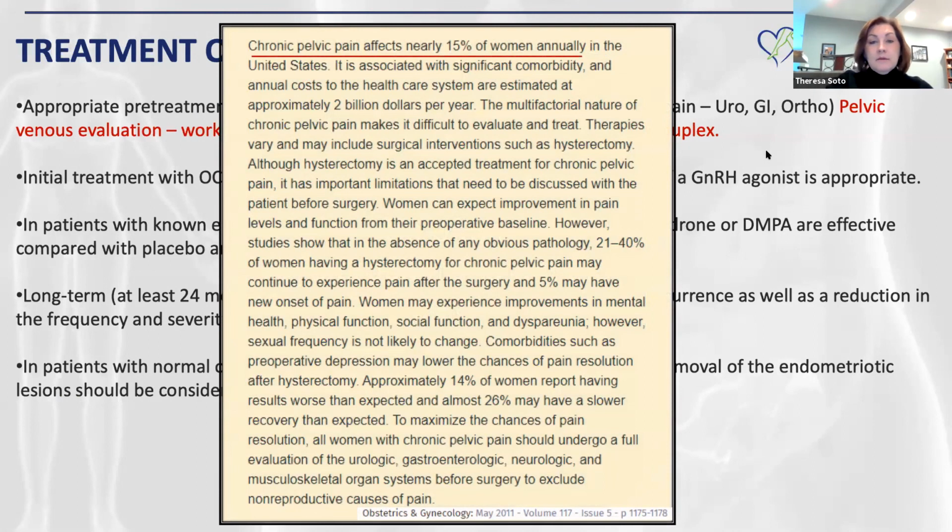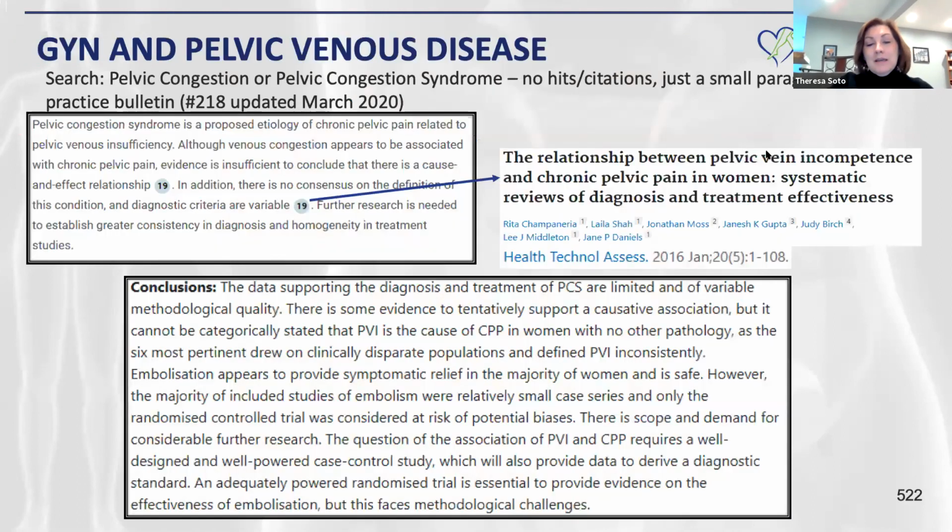Chronic pelvic pain, like we said, is very common. There is this little study, 2011 Obstetrics and Gynecology, and they found that chronic pelvic pain affects a lot of women. And when they look at the pathology, they're finding that 21 to 40% of women who have a hysterectomy for chronic pelvic pain still continue to experience pain after they've had their surgery, and 5% of them get new pain. So this really, again, is just not the complete answer for these folks.